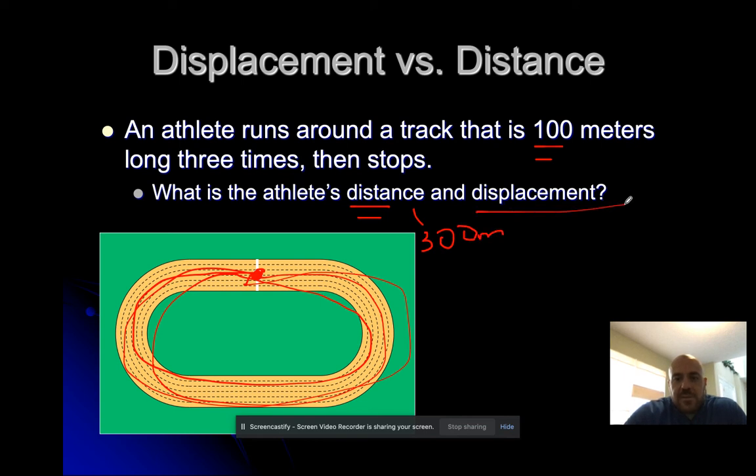His displacement, where does he end up compared to where he started? Well, same place. So his displacement is 0. He ran a lot. He's probably tired. He hustled, ran 300 meters as fast as he could. So his distance was nice, 300 meters, but his displacement is 0. He ended up where he started. So that's how you get a displacement of 0, even though you moved.